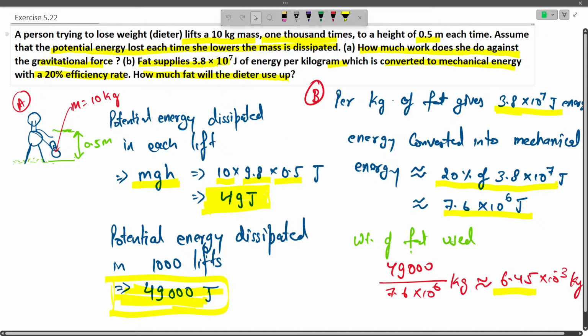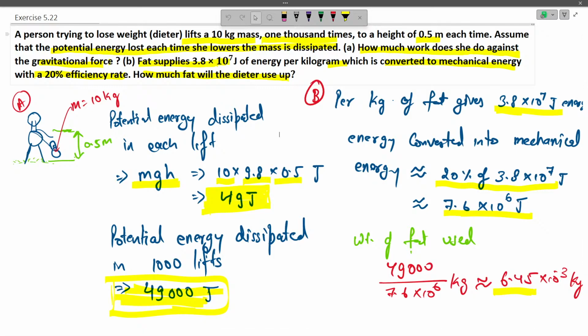Here she is raising the potential energy of the 10 kg mass each time she lifts the weight. Each time she lifts the weight, she is doing mgh work, where h is 0.5 meter, m is 10 kg, and g we can take as 9.8 meter per second square. This much work is done by her in each cycle, and she does 1000 cycles. So we simply multiply it by 1000, and we get the potential energy dissipated in 1000 lifts, that is 49,000 joule.